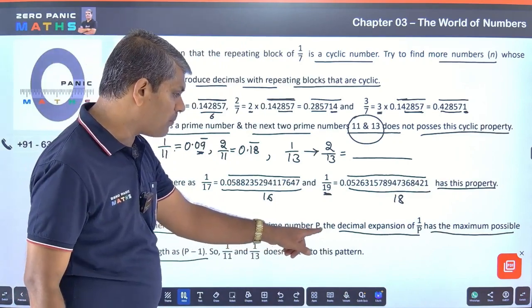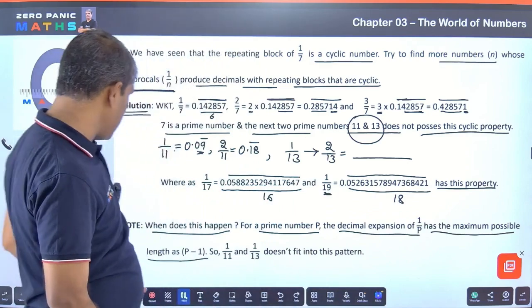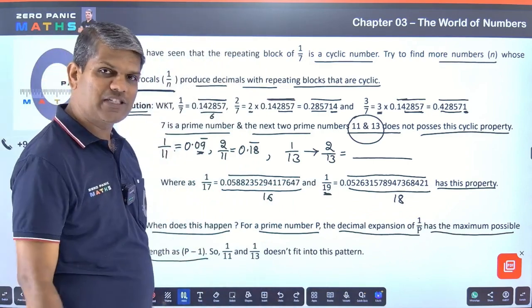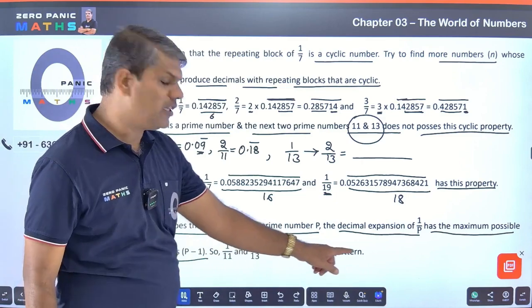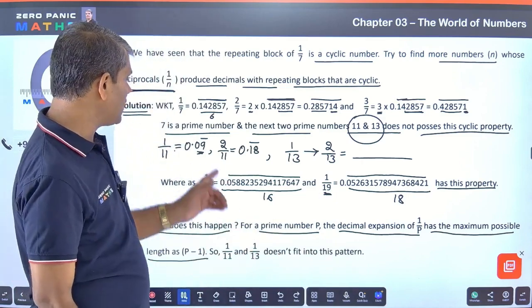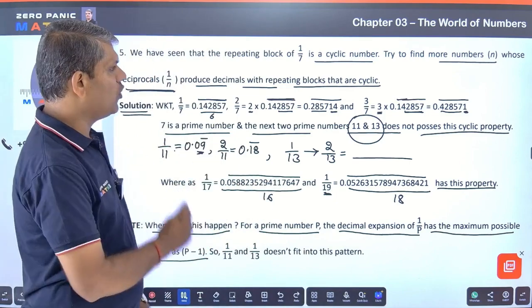So in general, for a prime number p, if the decimal expansion of 1 by p has the maximum possible length of p minus 1, then only this pattern fits in. That's why 1 by 11 and 1 by 13 do not fit into this pattern, because they do not have that repeating pattern. Understood? Make a note of this.